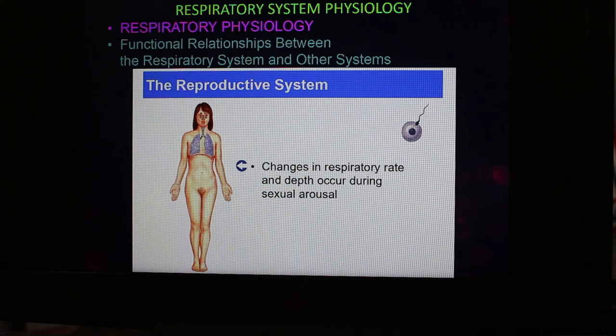And the reproductive system's relation is that we get respiratory rate and depth changes during sexual arousal and intercourse.